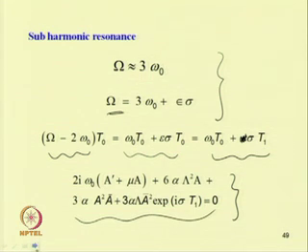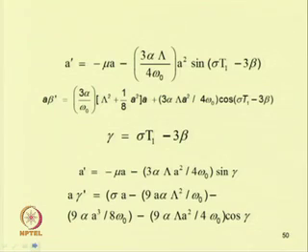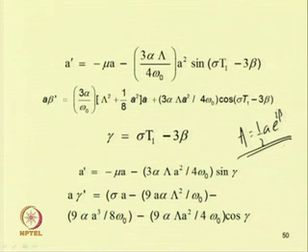So, now proceeding in the similar way by substituting A equal to half e to the power I beta, and separating the real and imaginary part, we obtain these two equations, that is A dash equal to minus mu a minus 3 alpha lambda by 4 omega 0 a square sin sigma T1 minus 3 beta, and A b dash equal to 3 alpha by omega 0 into lambda square plus 1 by 8 a square into a plus 3 alpha lambda a square by 4 omega 0 cos sigma T1 minus 3 beta.